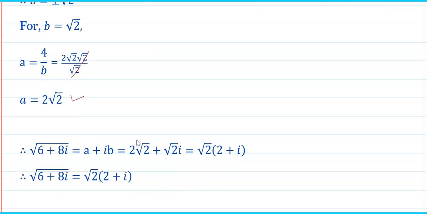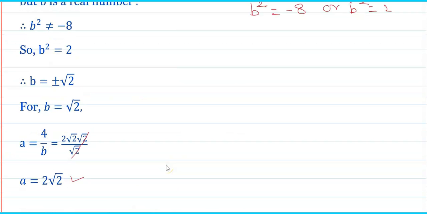Now the square root of 6 plus 8i is equal to a plus ib. What is a? a is 2 root 2, and the value of b is root 2. Root 2 can be taken common again. Therefore root 2 in bracket 2 plus i, and hence the square root of 6 plus 8i is equal to root 2 in bracket 2 plus i. This is the first root, when the value of b is equal to plus root 2.